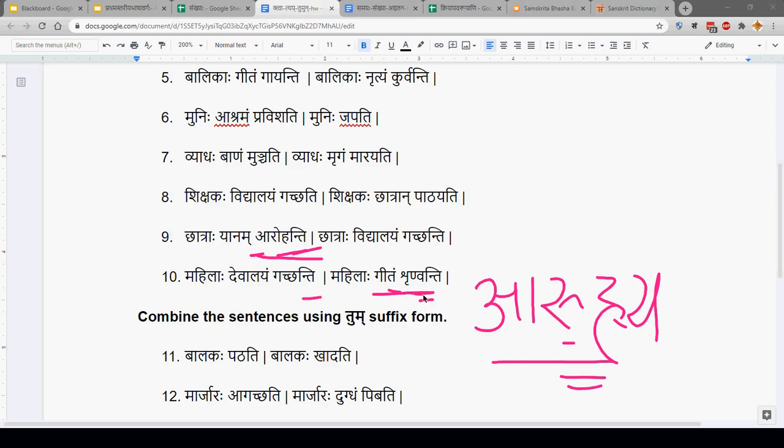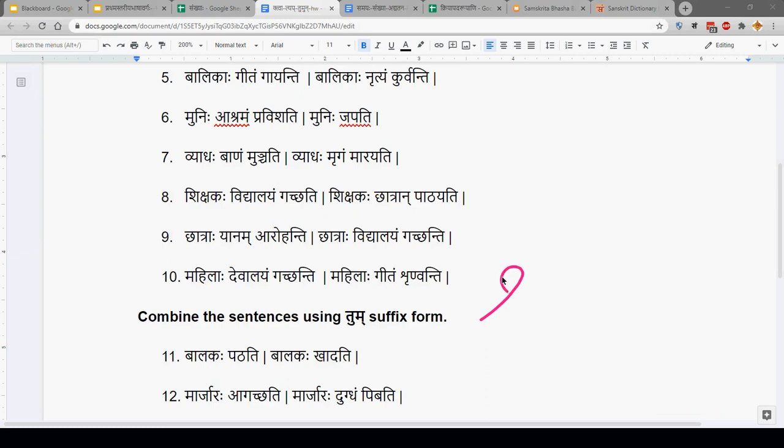Now if this is first, shrunvanti was before, then what is the tva form? Shrutva.